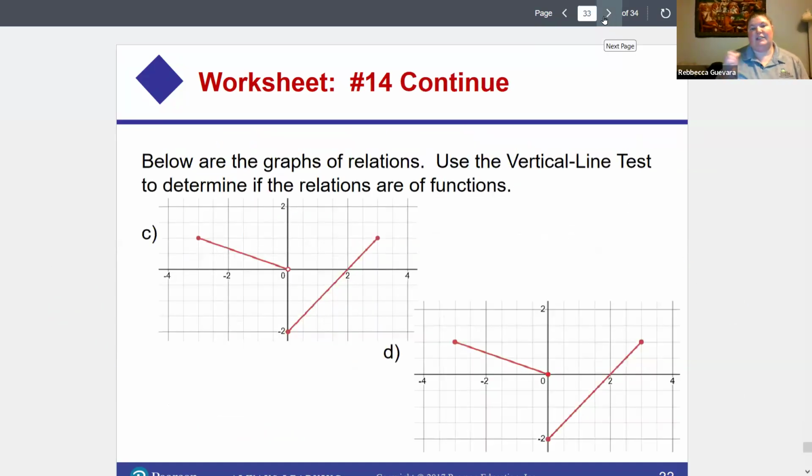So C and D, like I said, there's a little trick to it, and it has to do with some points here. So for C, we see all along here, I'm passing the vertical line test. All along here, I'm passing the vertical line test. What we got to be concerned with is right here in the center. So this is an open point, and this is a closed point.